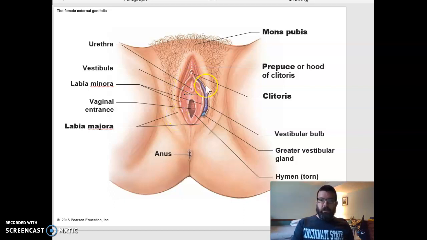The labia minora is going to come from the same tissue as the base of the penis. And the labia majora, which encloses this stuff from the outside, is going to come from the same tissue as the scrotum of the male. And obviously, the ovaries are going to come from the same tissue as the testes. You can also see up here we've got a mound of fatty tissue where the pubic hair grows. That's called the mons pubis.